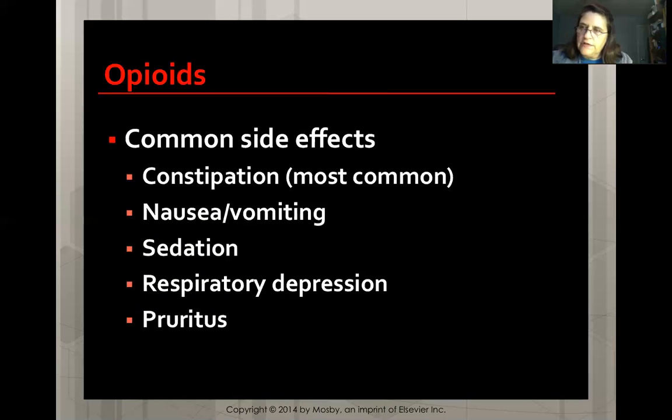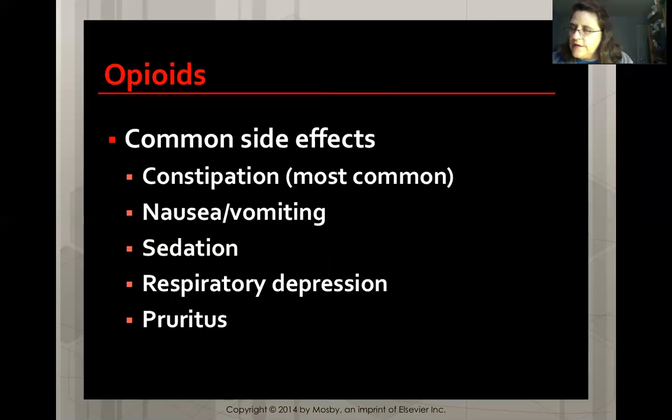Again, combination drugs. Some of the common side effects with opioids: constipation, and this is the most common. Nausea and vomiting, sedation, respiratory distress, and pruritus. So with continued use, many side effects can be diminished. The exception is constipation. And if you get a chance to watch TV, there is a commercial out, and I even forget the name of the drug it is, but it's for opioid-induced constipation that is all over the television right now.